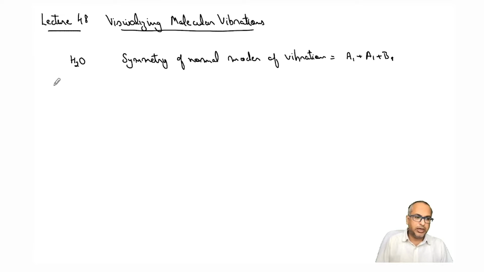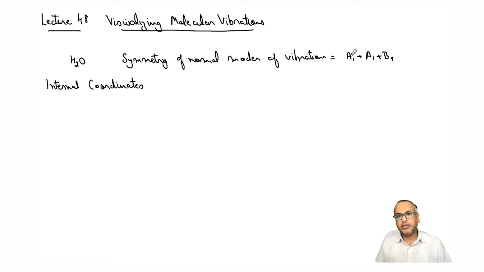So yes, we can do that if we use internal coordinates. So what are internal coordinates? We have seen that if we use Cartesian coordinates on each atom, we can get to know the symmetry of normal modes. We can see the symmetry of translational, rotational, as well as vibrational modes, but we cannot visualize them. If we use internal coordinates, we can actually visualize these vibration modes.